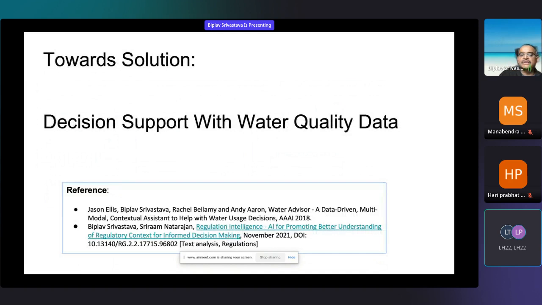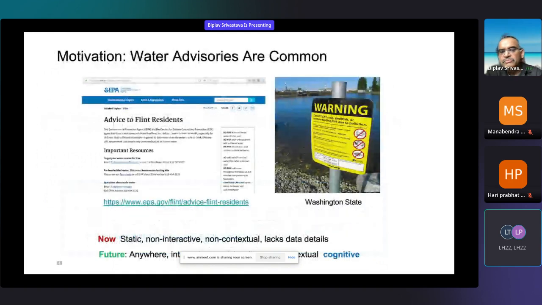The last category of use case I want to talk about is decision support to common people based on a dialogue interface. So when we have a major water problem, we give out water advisories. In the US, after we had issues with water quality coming from the tap in Flint, this was due to lead and copper. EPA came out with advisories on the website that you can do something, you cannot do something.